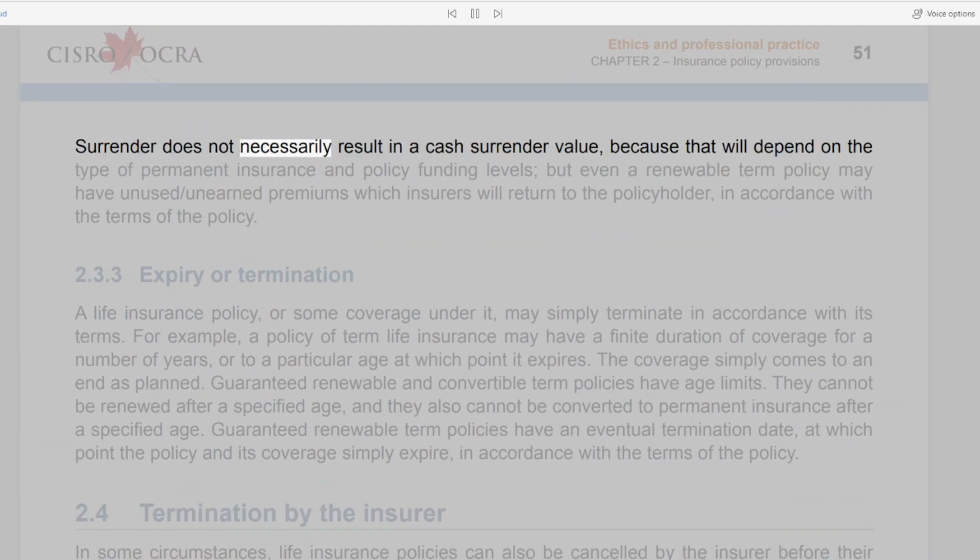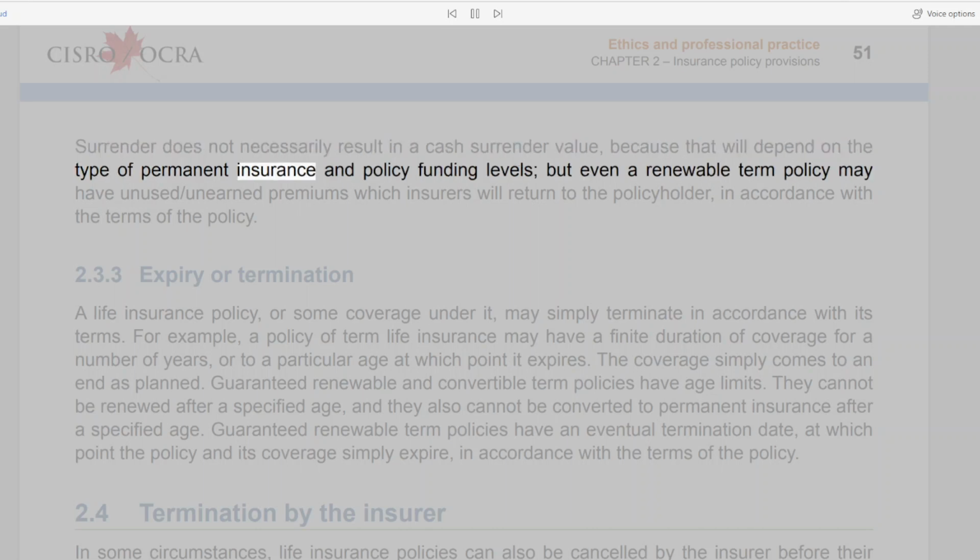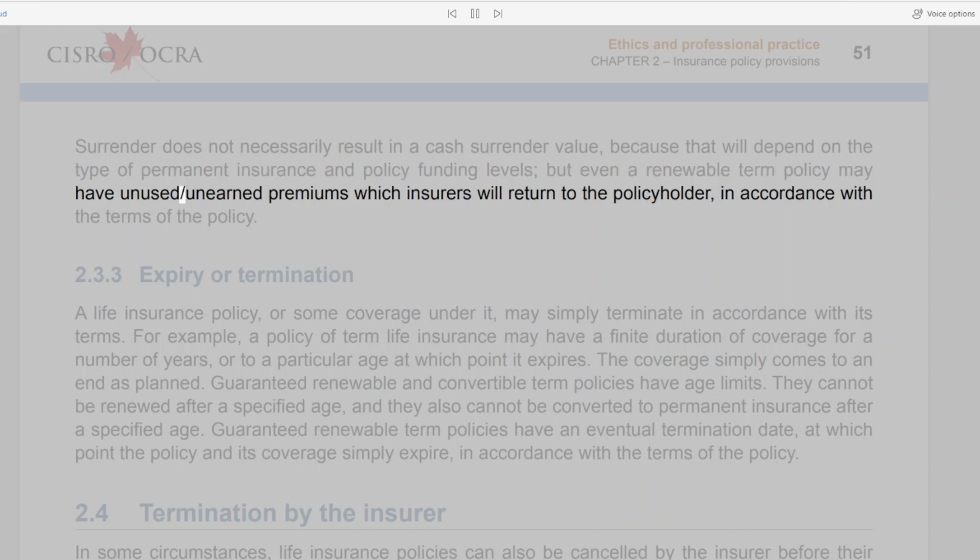Surrender does not necessarily result in a cash surrender value, because that will depend on the type of permanent insurance and policy funding levels, but even a renewable term policy may have unused/unearned premiums which insurers will return to the policyholder, in accordance with the terms of the policy.